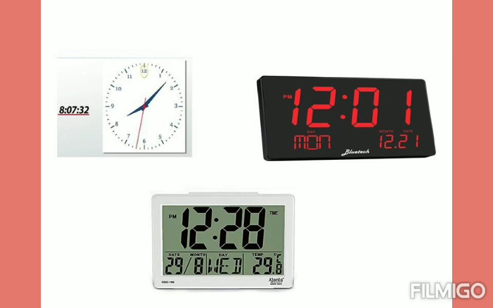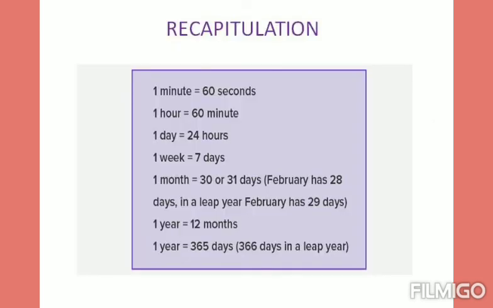Children, without hands also we can see the time in a digital clock. In the digital clock we can see only the numbers. In some digital clocks we can see the date, time, temperature, day, everything. Okay, by this we can calculate the time easily. We can see this type of clock in hospitals and elsewhere.